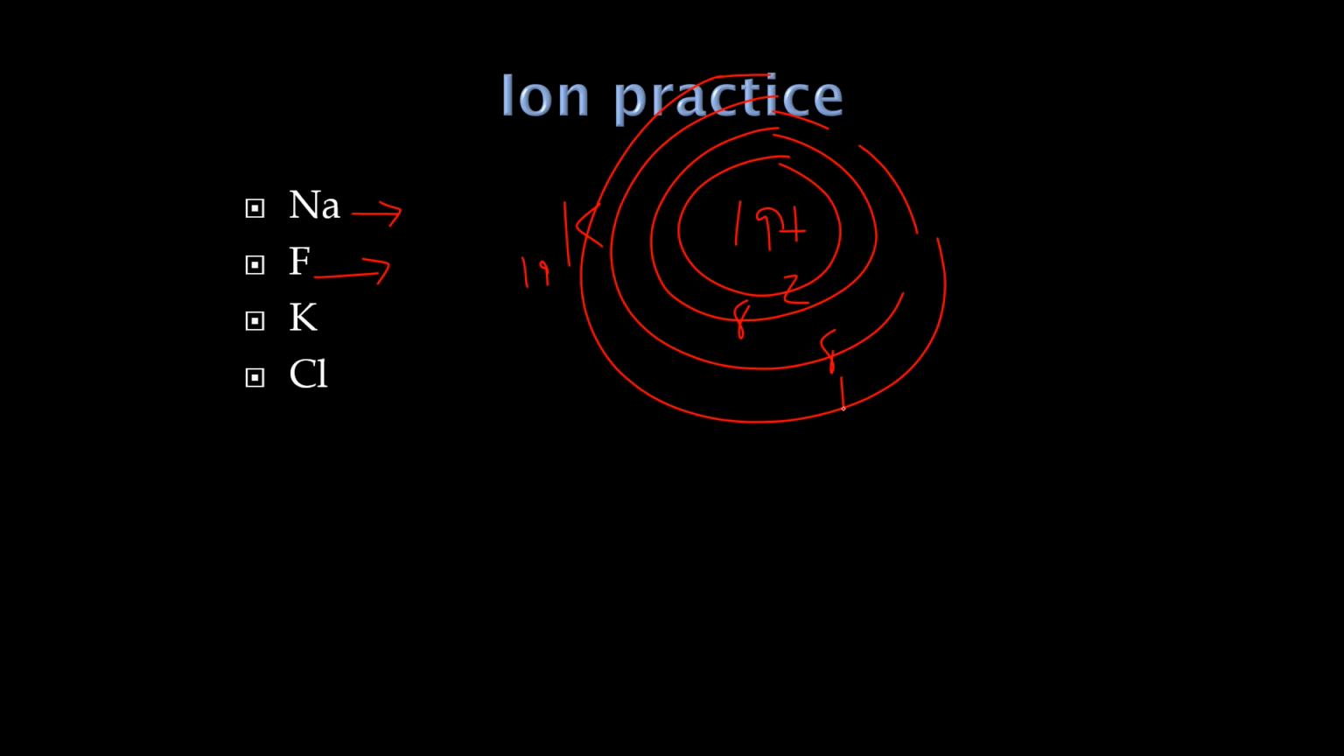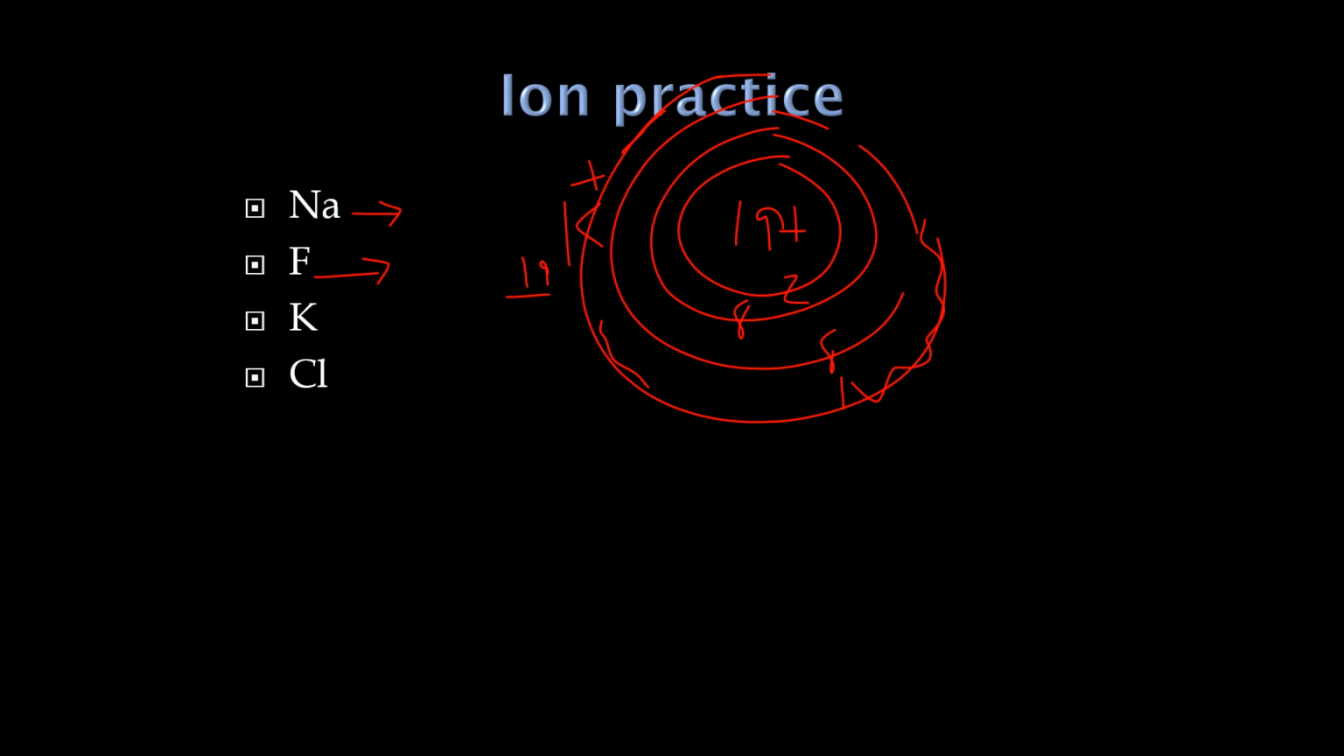What's the easiest way for this one to satisfy the octet? Give away 1 electron or try to steal 7 from somebody else. It's totally easier to give 1 away. So if it gives that 1 away that's on the outside, it still has 19 positive protons, but now there's only 18 electrons, and so potassium also ends up being a positive ion.